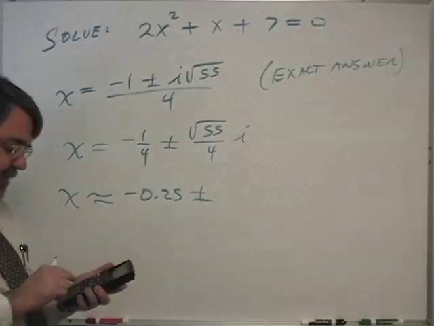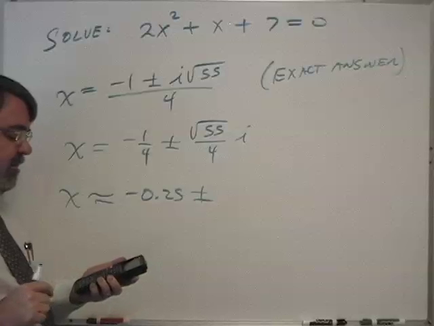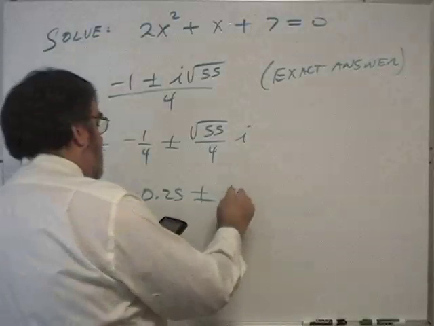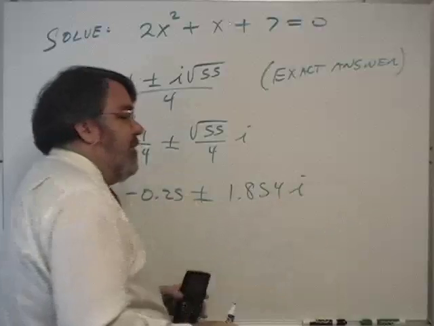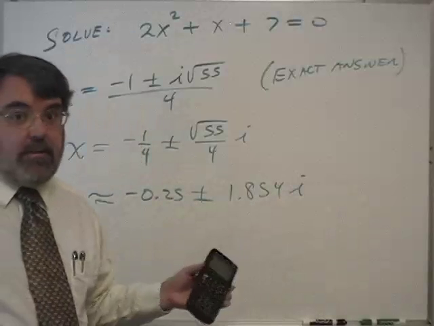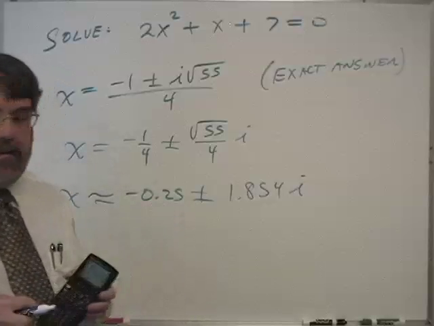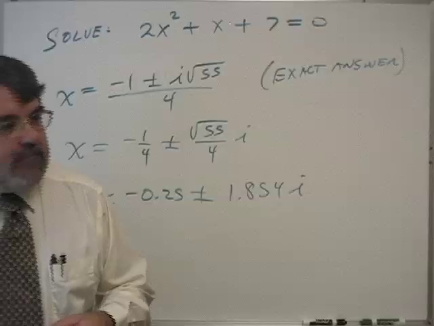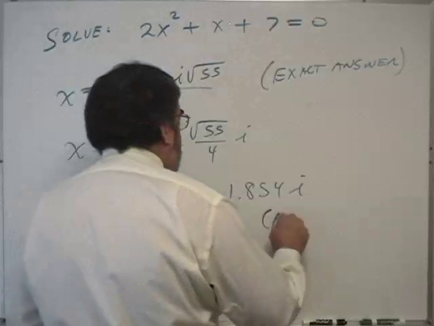So the square root of 55 divided by 4 is about 1.854 times i. And remember, if you need to round up, you round up. I expect you to round numbers up when it's called for. All right, so here's our approximate answer.